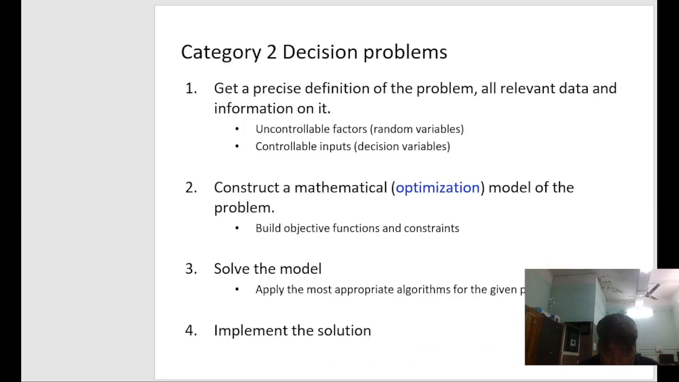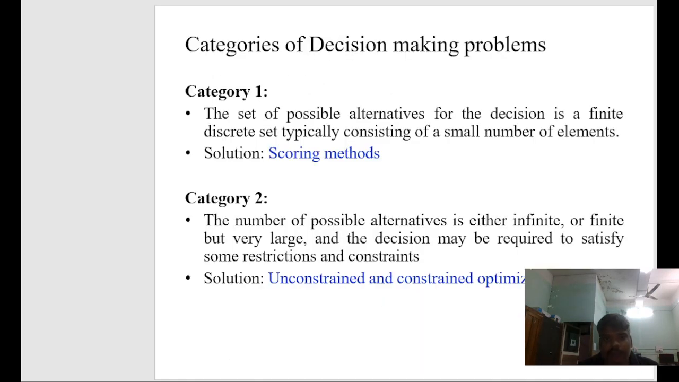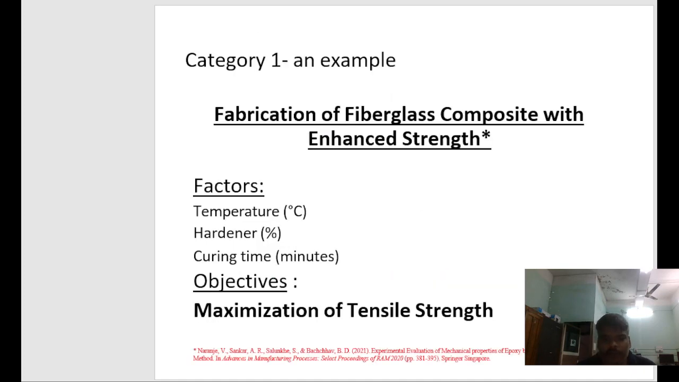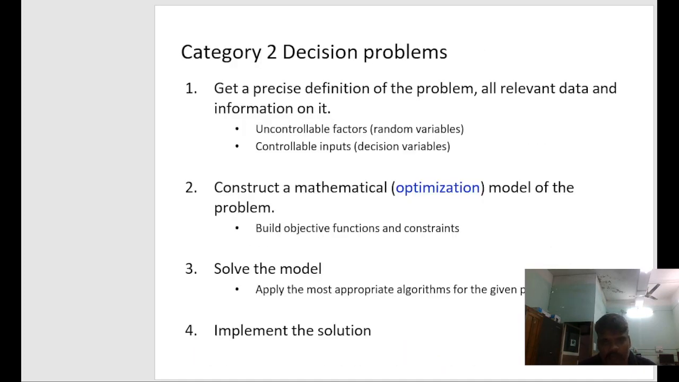Category 2 decision problem, where the possible alternatives are finite, a small number of elements. In category 2: controllable input is the decision variable, and uncontrollable factors are random variables. Get a precise definition of the problem, all relevant data and information on it. Uncontrollable factor.